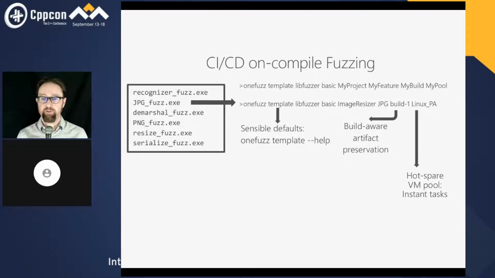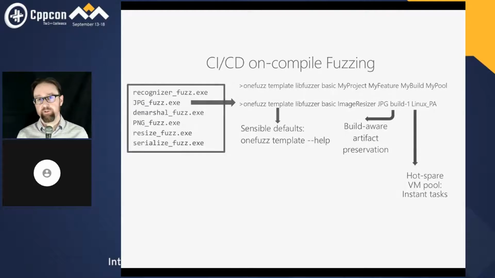Build-aware artifact preservation means we keep inputs over the life of a feature. As you're doing continuous integration testing of the JPEG feature, all the inputs that were created by last fuzzing run are automatically ported to the next fuzzing run and combined with your newly compiled fuzz target.